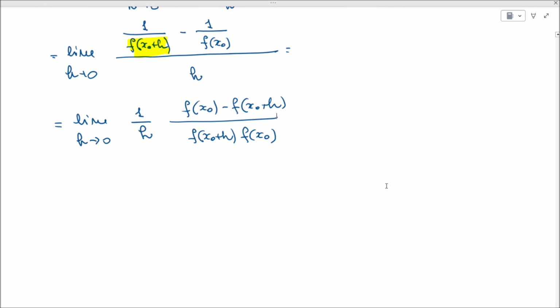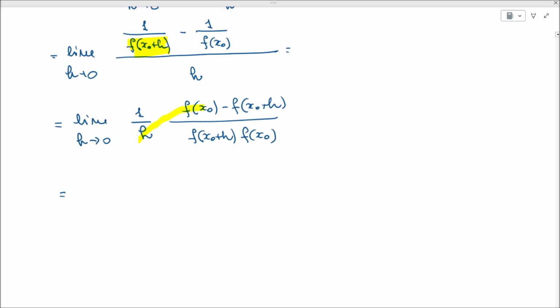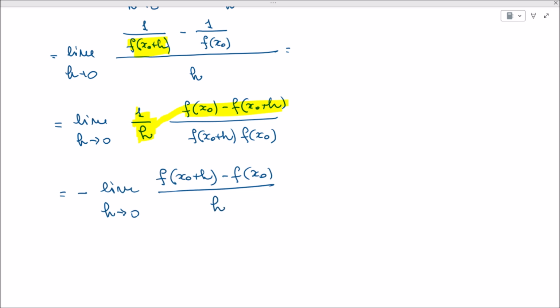And now we can write this as, we recognize these to be the numerator of these elements. They make up the difference ratio for f with a different sign. We can rewrite this as minus the limit as h goes to 0 of f of x naught plus h minus f of x naught divided by h, right? And so this is the first part.